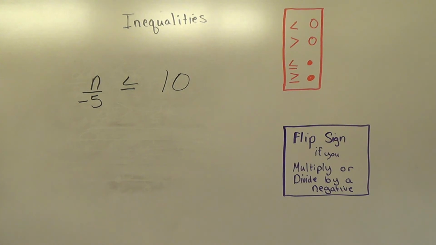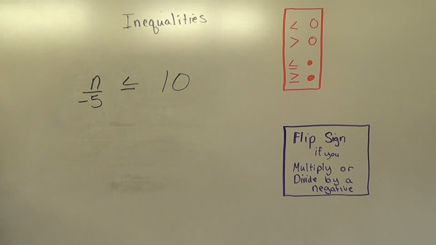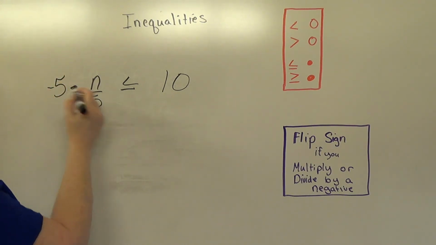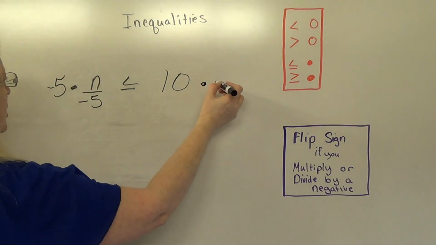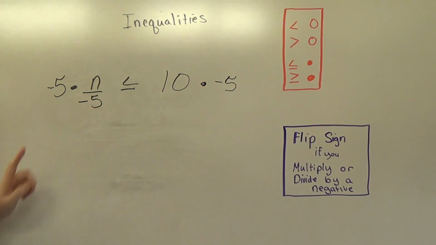Alright, this time there is a second trick with inequalities. The red box is the first one, whether you have an open circle or a closed circle. And this is the second one. So in the purple box it says that you're going to flip the sign if you multiply or divide through on both sides with a negative. N is attached to the -5 through division, so I'm going to do the opposite, which is multiply. So I'm going to multiply both sides by what was attached to n, which was -5.